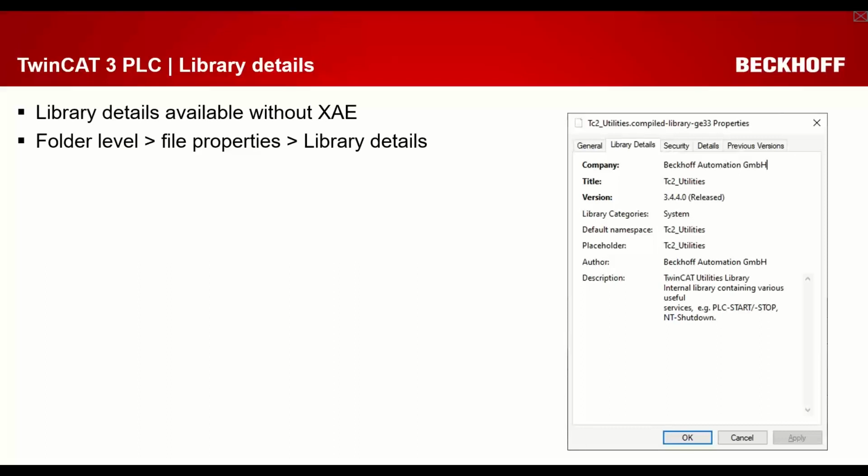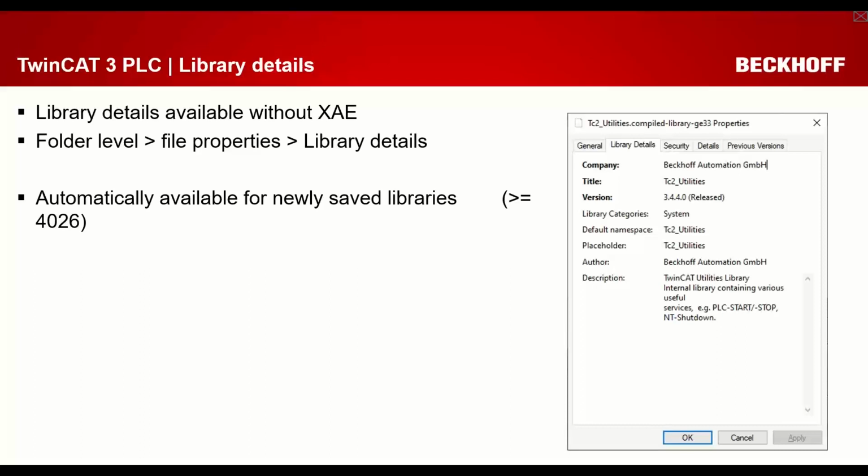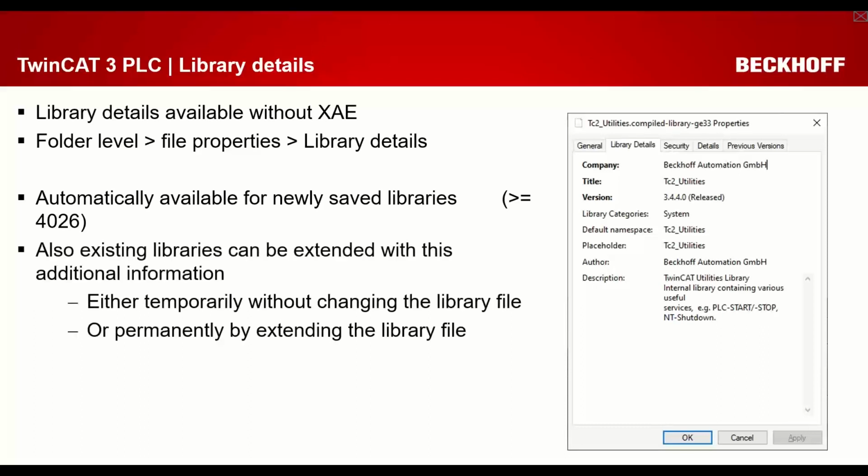In addition, we have added a new library details window into the file properties, because on file level it was always hard to find detailed information like the version of the library, and this can now be easily opened via the file properties, and we have added a second tab which shows this information. This information is automatically shown for newly saved libraries in 4026, and also for existing items or libraries. This can be used, either you save it temporarily or you save it permanently in the existing library file.